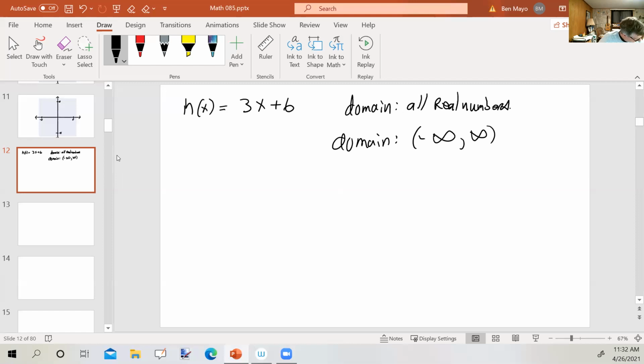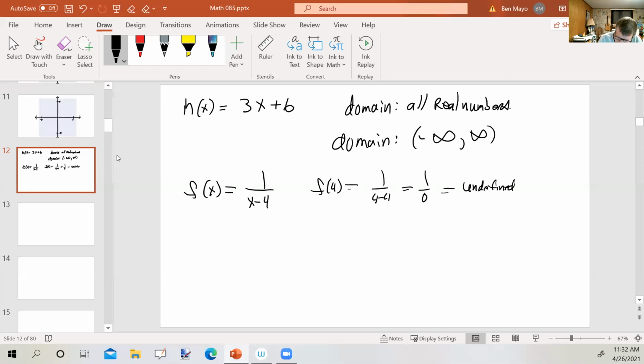Now, let's take a look at another example. f of x equals 1 divided by the quantity x minus 4. Well, if x was 4, for instance, f of 4 would be 1 over 4 minus 4, which is 1 over 0, which is undefined. So that means x can't be 4, because when we put 4 in for x, we don't get a real output. So the domain is x not equal to 4.